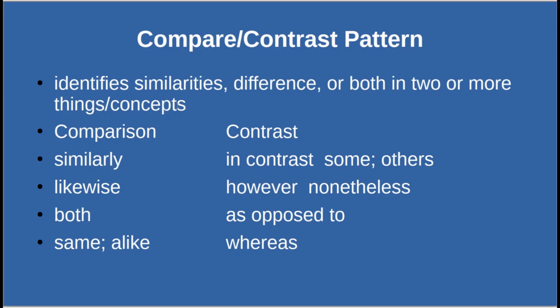All right, compare and contrast. In this particular writing pattern, we are identifying similarities, differences, and or both. And when we are looking at two or more things, generally you're comparing and contrasting two things at once. It gets much more complicated when you move beyond that. And so some of the phrases that are associated with comparison are similarly, likewise, both, same, like. That's how things are the same. In contrast, you're going to see in contrast, however, as opposed to, whereas. These are contrasting. And if you remember back when we talked about context clues, this is kind of a hint right here.